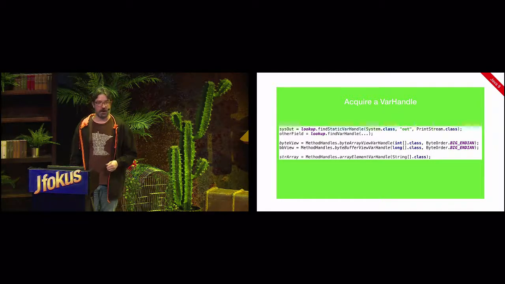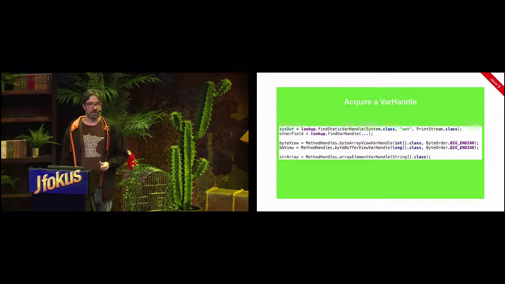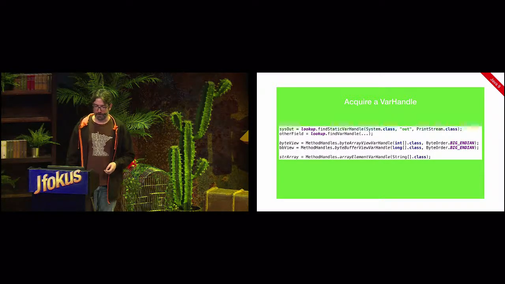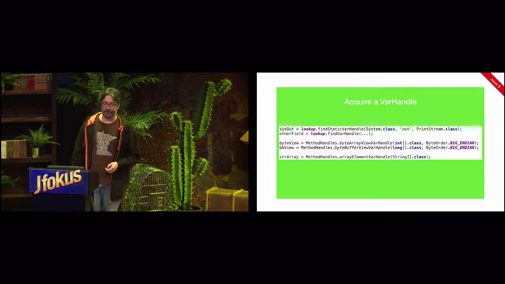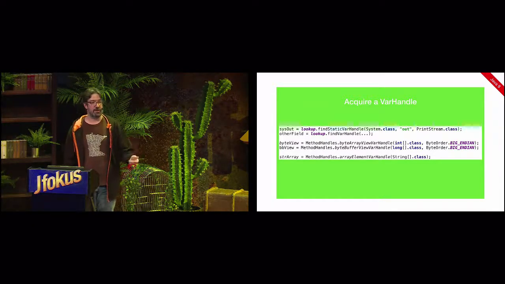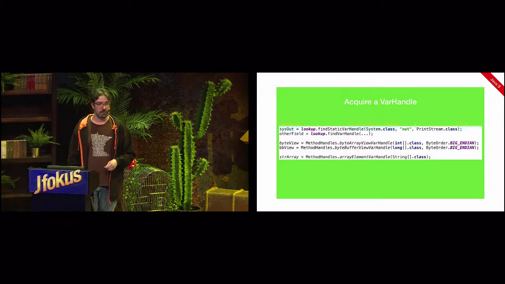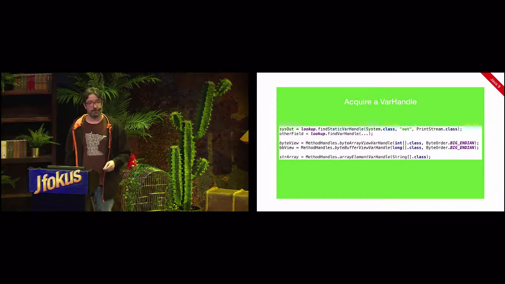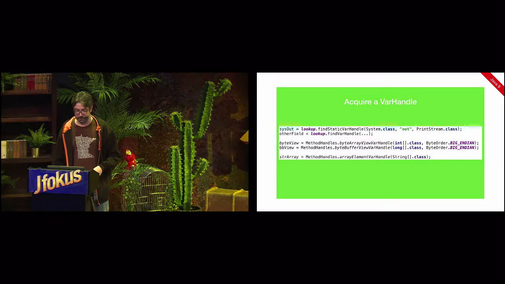We'll walk through a quick example here. So acquiring a var handle. This is again on the lookup object that we had from MethodHandles API. So here we want a static var handle for the system out class. We can also do a var handle on a particular object, just like the find getter or the find setter. We can get our byte array or byte buffer views, which will pull elements off at a wider stride, a 32-bit stride or 64-bit stride, so you can actually get the data out in the structure that you want it.